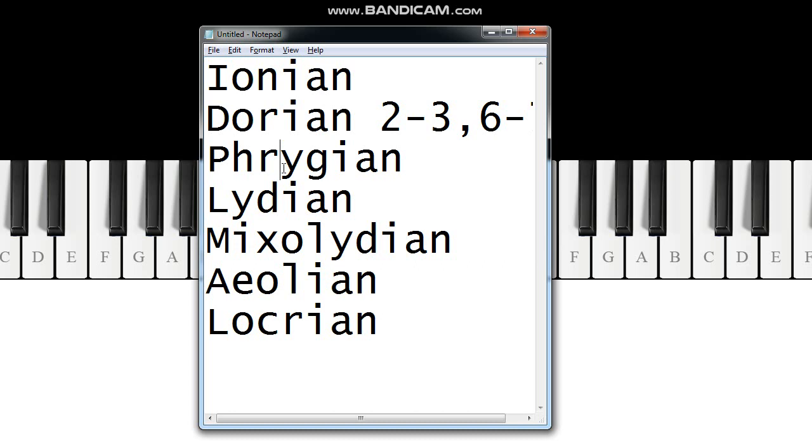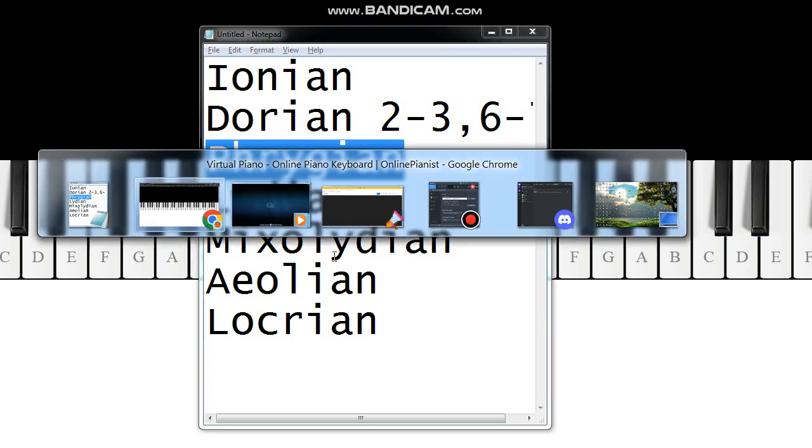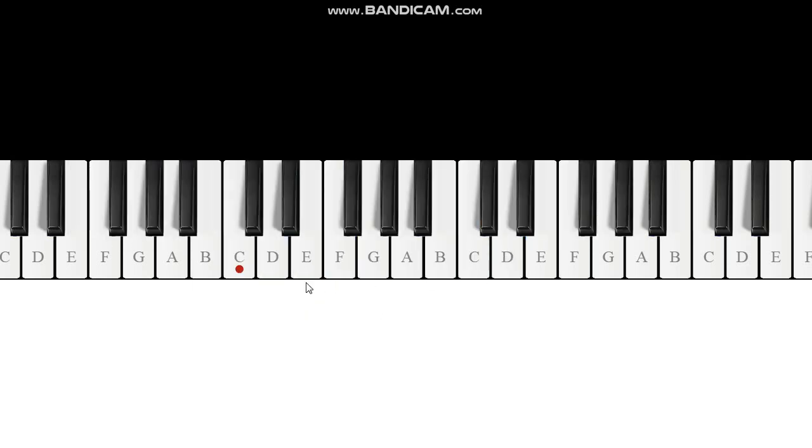Phrygian, I forget where the half steps are in Phrygian. Well, how do I find out? Okay, I just start on E. Go E to E and see where they are. Between 1 and 2 and 5 and 6. 1, 2, 3, 4, 5, 6. Go E to E.